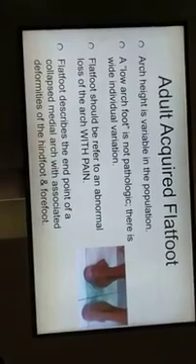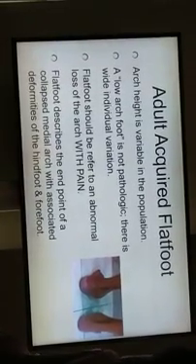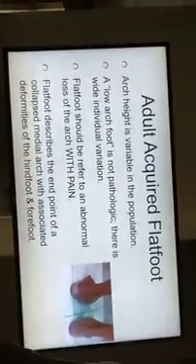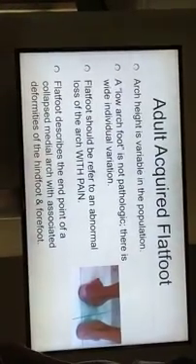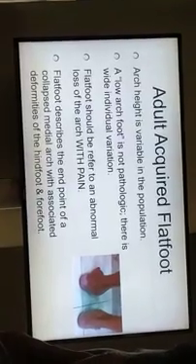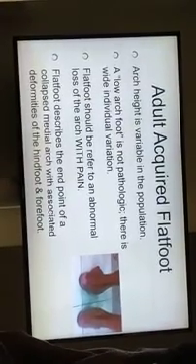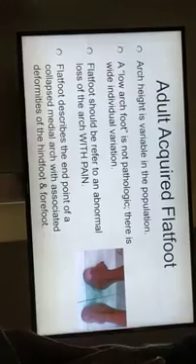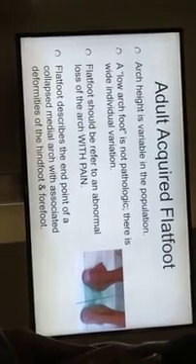Mind you that arch height is variable in a population. Like we have a 6-foot gentleman as well as a 5-foot gentleman. Both are not abnormal. Neither one is a giant nor is a dwarf. But it's a variation in height. And a low arch is not pathologic. And there is a wide individual variation. So flat foot should be referred to as an abnormal loss of arch with pain.